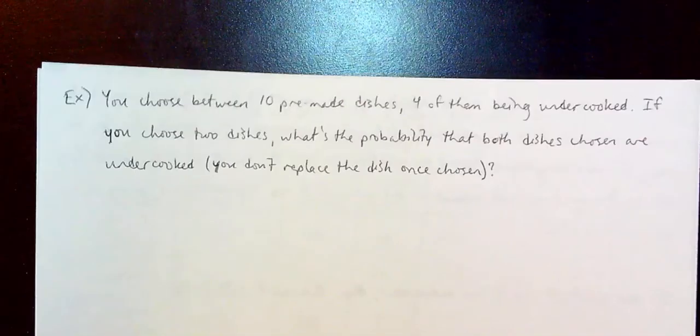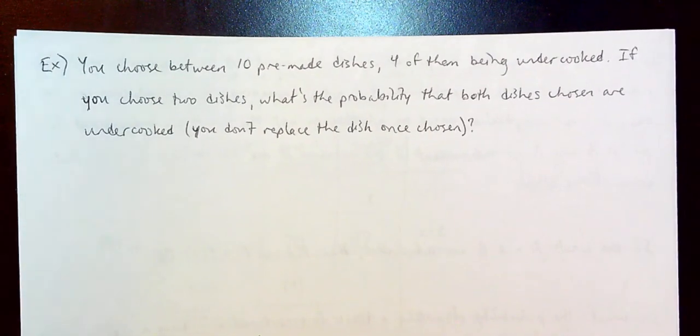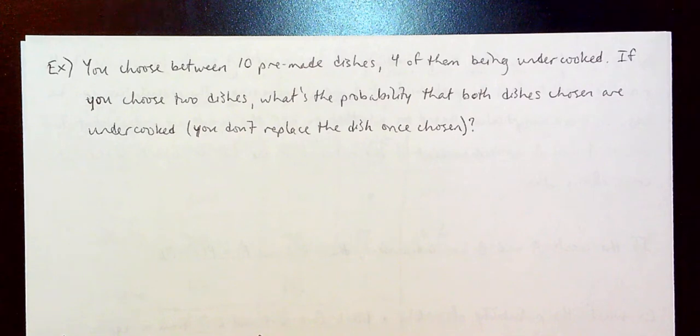So here are some sample problems. You choose between 10 pre-made dishes. 4 of them have been undercooked. If you choose 2 dishes, what is the probability that both dishes chosen are indeed undercooked? And we're specifying that you don't replace the dish once you've chosen it. You take it and that goes home with you.